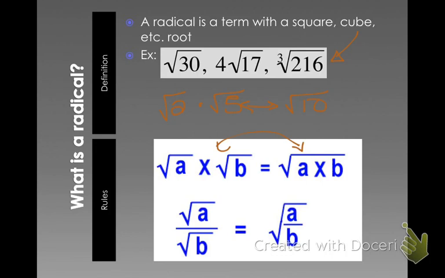This works the same way with division. We just show division as a fraction. So, for example, the square root of 30 over the square root of 2 is equal to the square root of 30 over 2, which is the square root of 15.